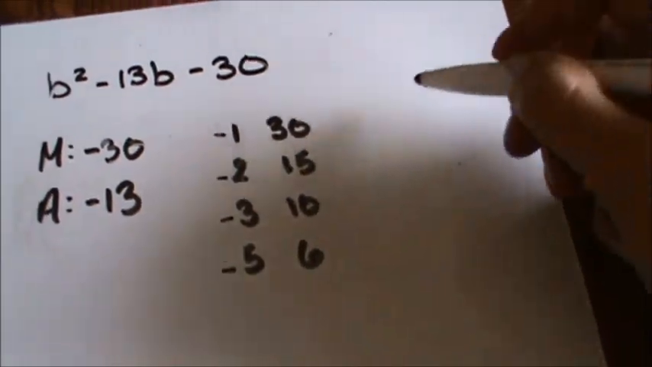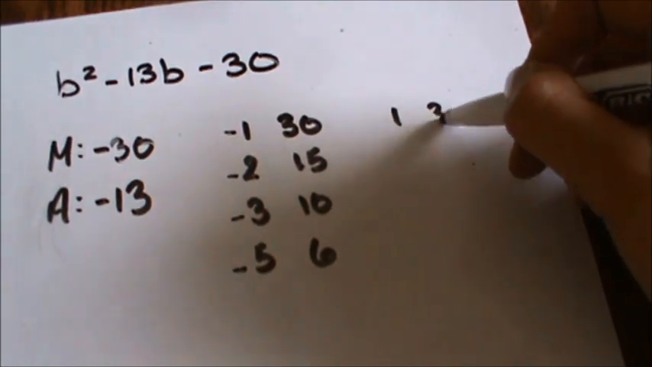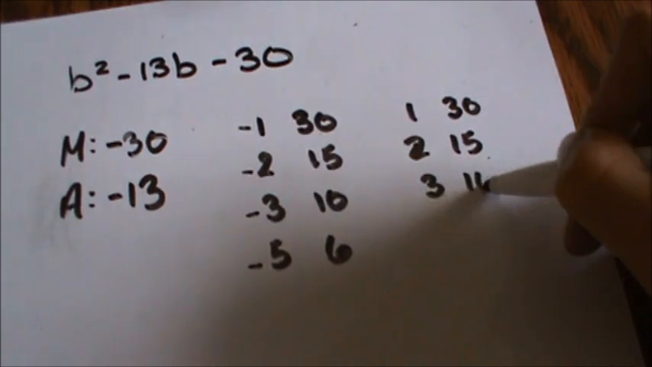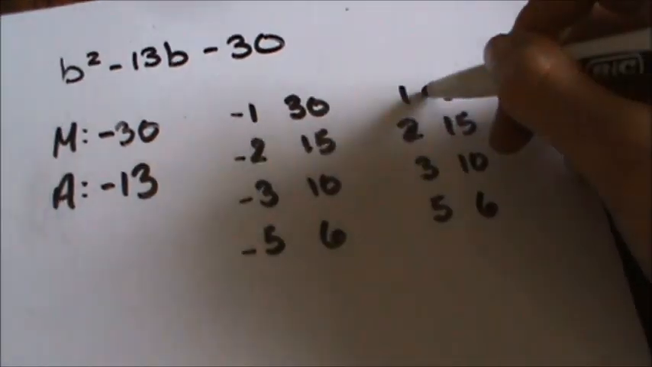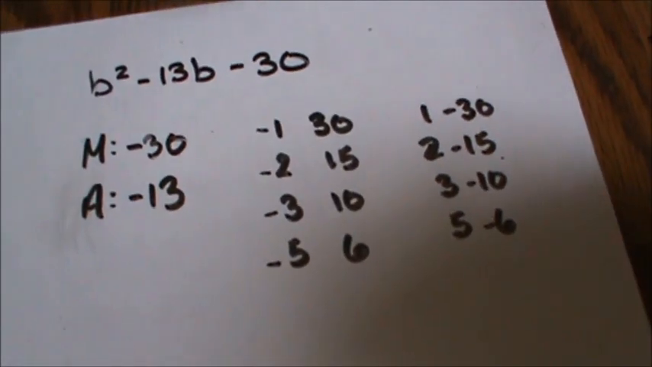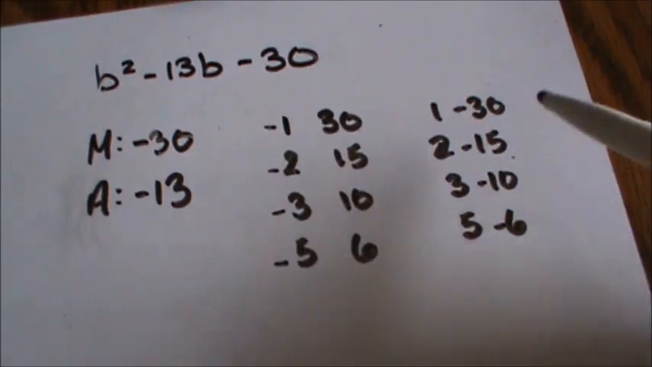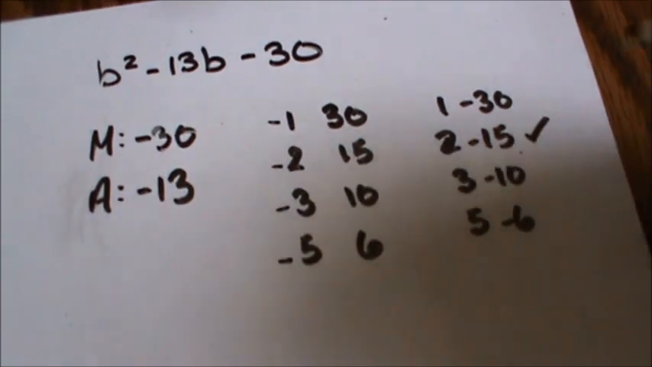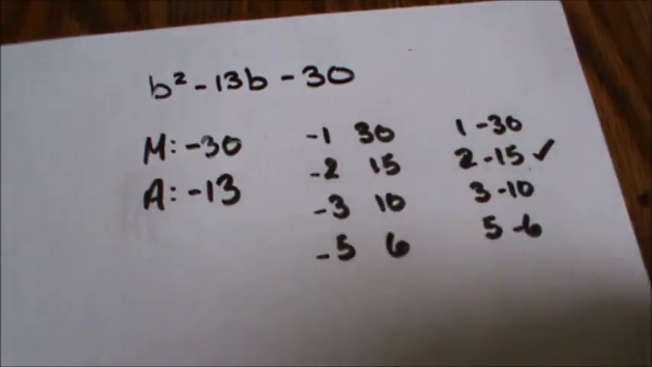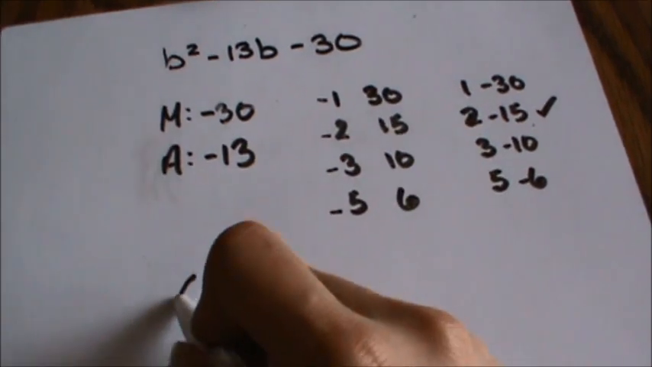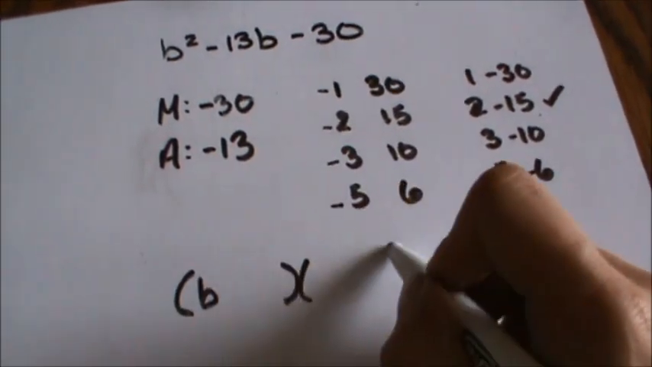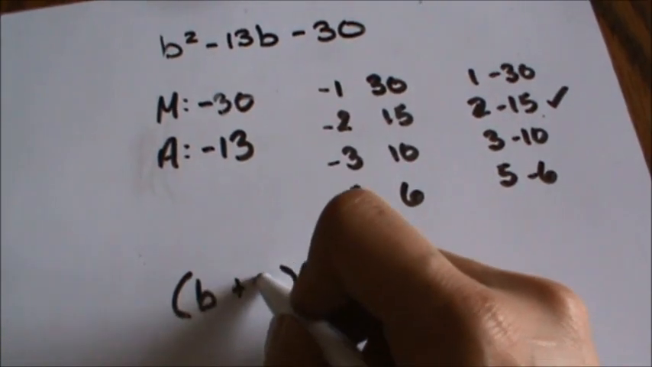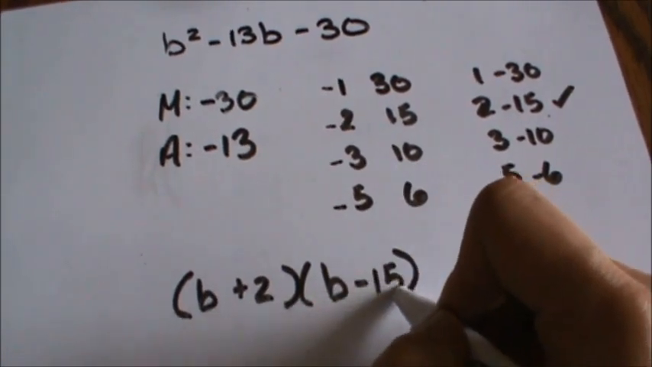Now we're good. But when we do this, we also need to consider the other pairs when we make the other side negative. So all of these could be negative then. Now, which of this set adds to be negative 13? That would be this one. So that means when we throw our final answer together, our first terms will be b, and our second numbers will be a positive 2 and a negative 15.